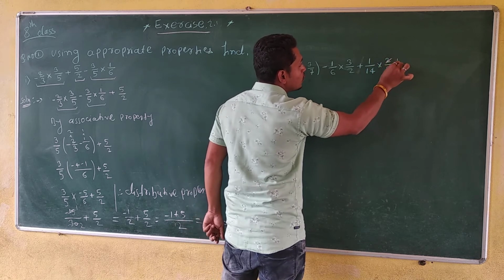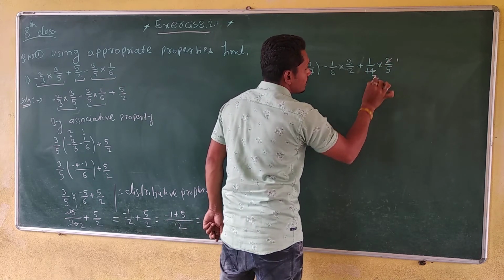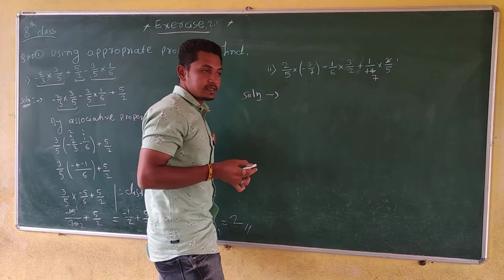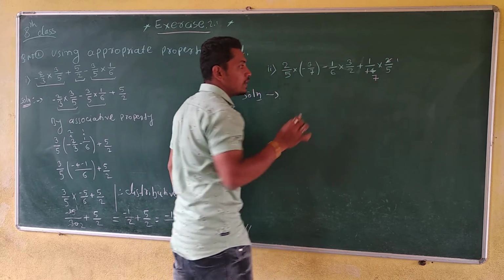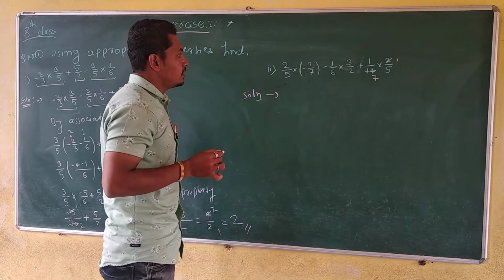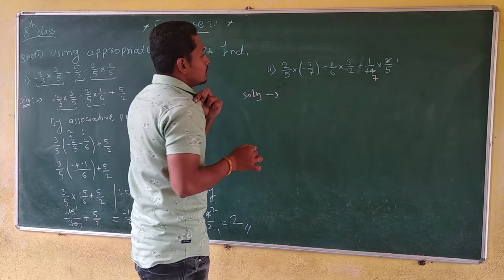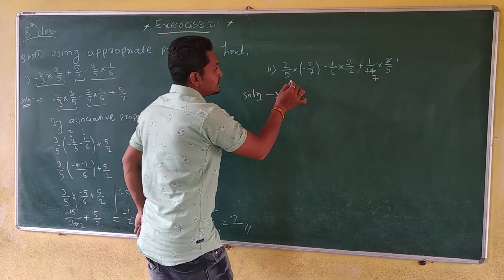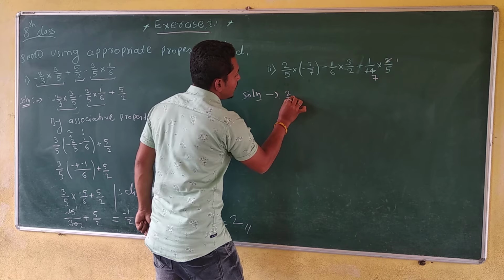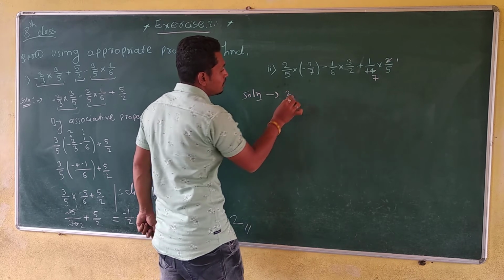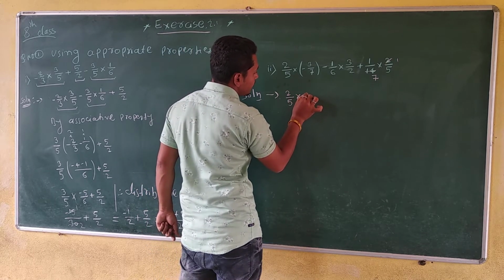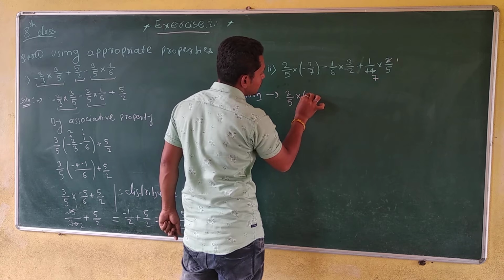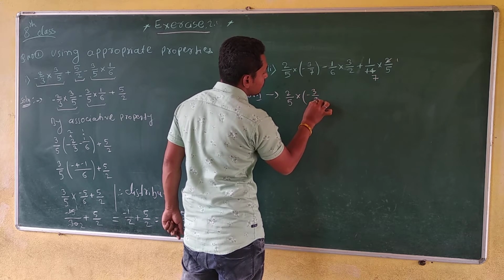2 ones are 2 and 2 sevens are 14. You can write? Yes. So 2 ones are 2, 2 sevens are 14. Next, we have to write here 2 divided by 5 into minus 3 divided by 7.